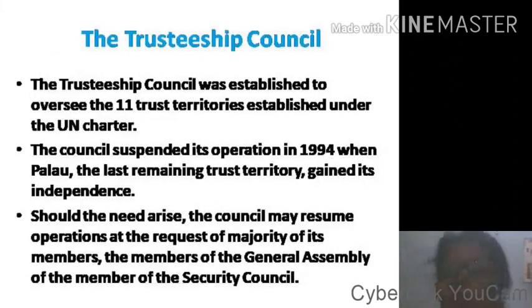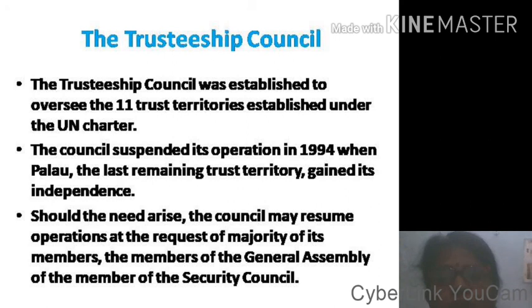Now we will talk about the organ which is now not functioning, not working. So why is it now not functioning? That organ is named the Trusteeship Council. The Trusteeship Council was established to oversee the 11 trust territories established under the UN Charter. The Council suspended its operation in 1994 when Palau, the last remaining trust territory, gained its independence. But it can work again.